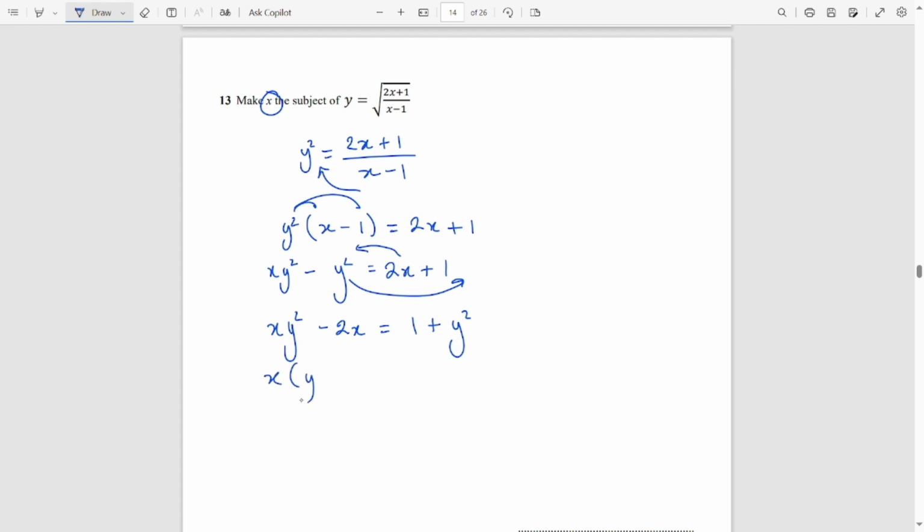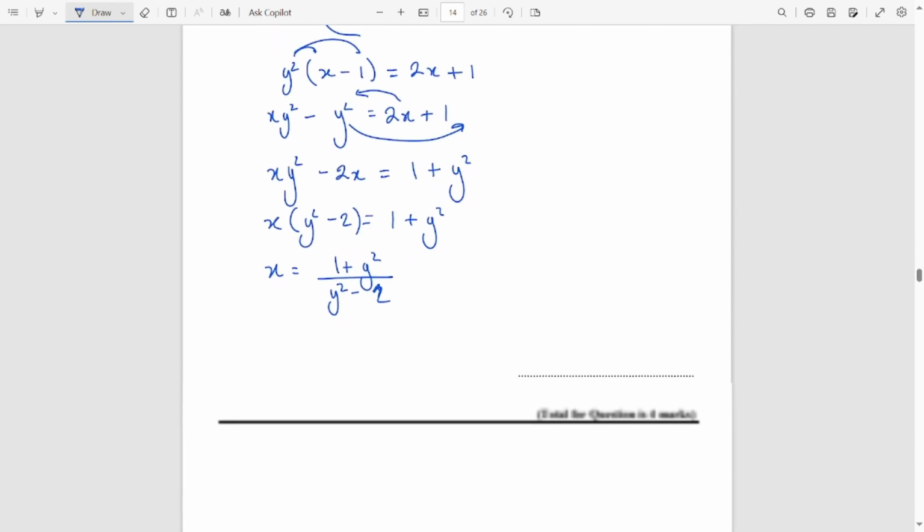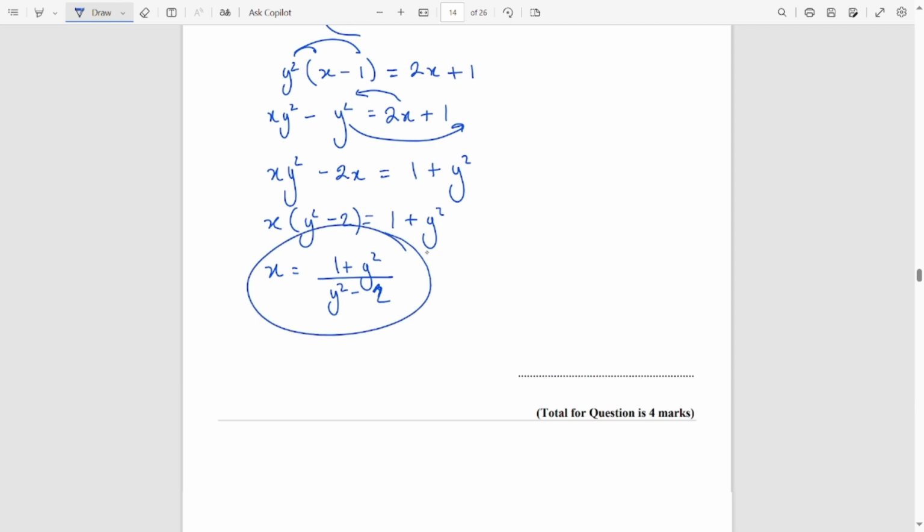So I have x times (y squared minus 2) is equal to 1 plus y squared. And then lastly, I can divide through by that bracket. And so I have x is equal to (1 plus y squared) over (y squared minus 2). And we are done. x is the subject, and then this goes into the full equation with the x on the left and then the fraction on the right.